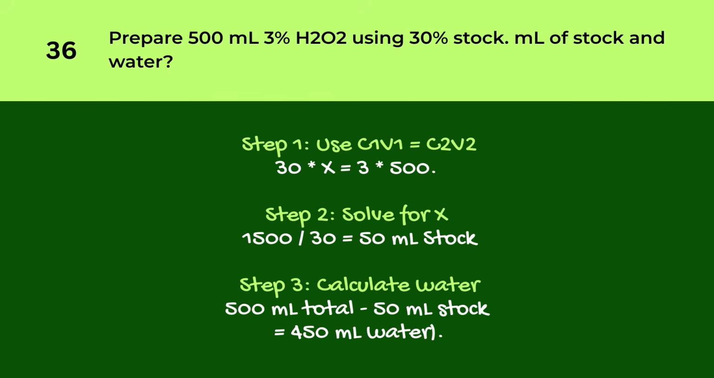3 times 500 is 1500. Now we divide 1500 by 30 to solve for X. This gives us 50 milliliters. This is the amount of stock solution. However, we aren't done. We need to find the water volume. We take the total volume of 500 and subtract the 50 milliliters of stock. Lock it in. That leaves us with 450 milliliters of water.